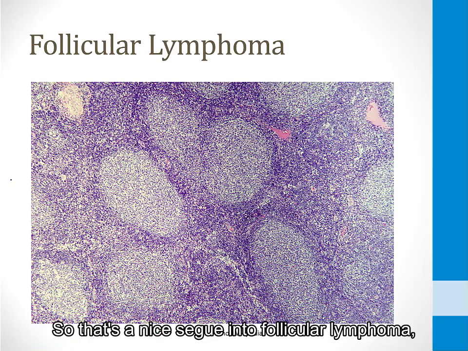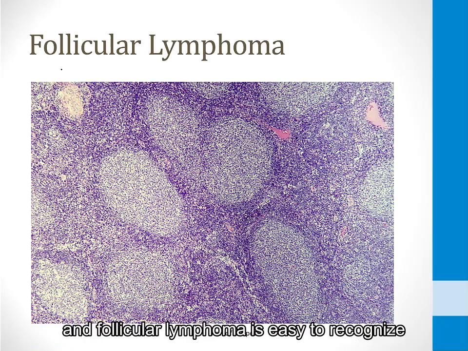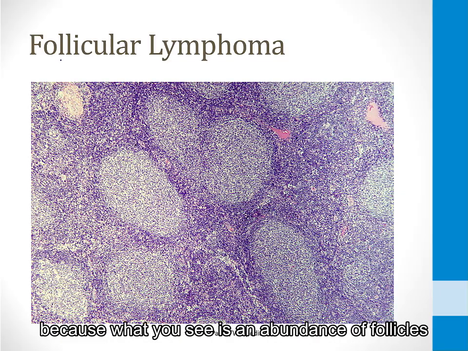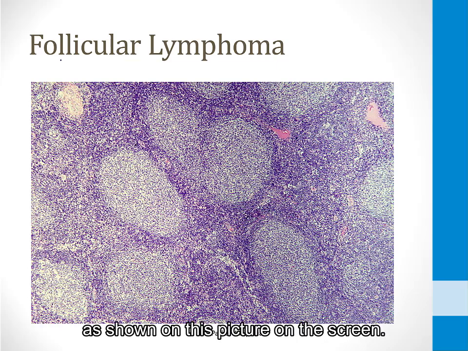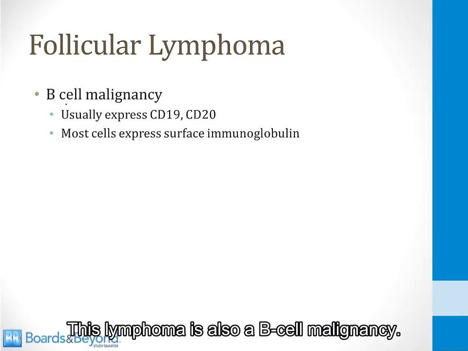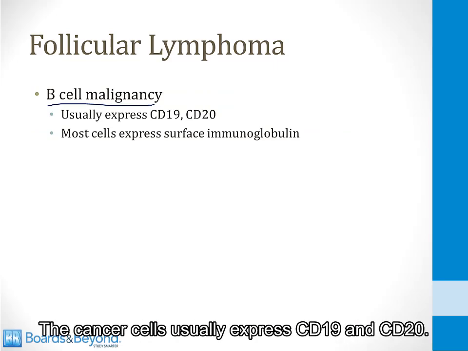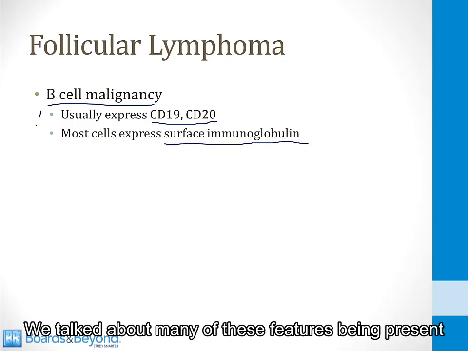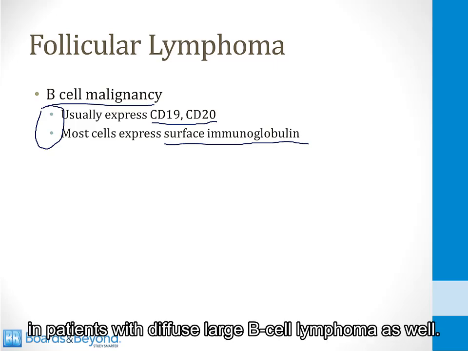So that's a nice segue into follicular lymphoma, and follicular lymphoma is easy to recognize under the microscope because what you see is an abundance of follicles as shown on this picture on the screen. This lymphoma is also a B-cell malignancy. The cancer cells usually express CD19 and CD20. They often also express surface immunoglobulin. We talked about many of these features being present in patients with diffuse large B-cell lymphoma as well.